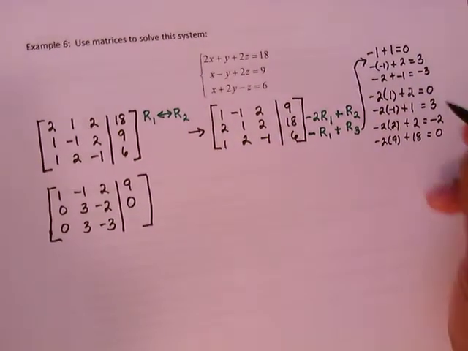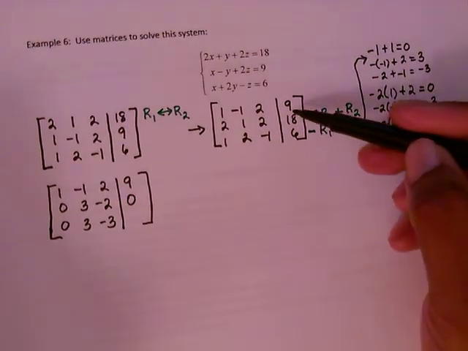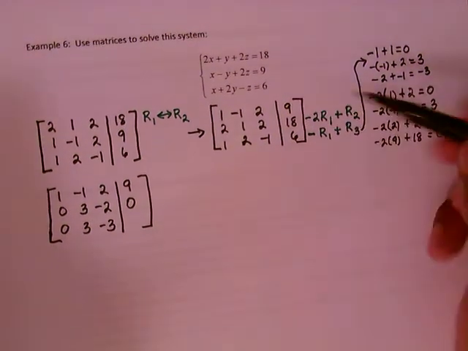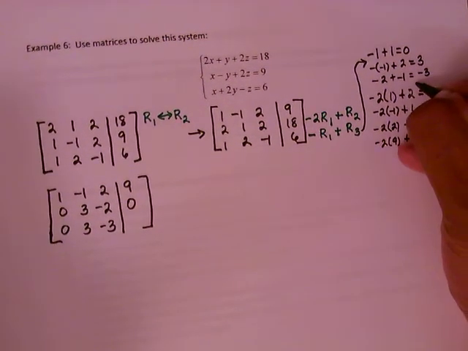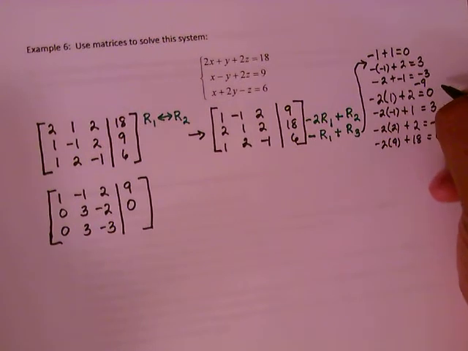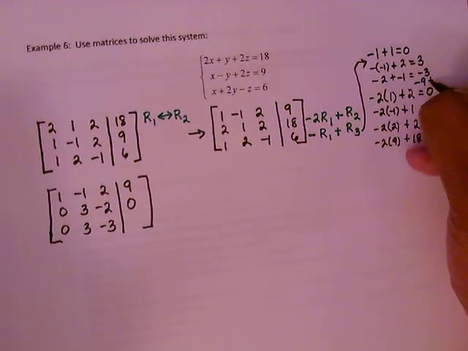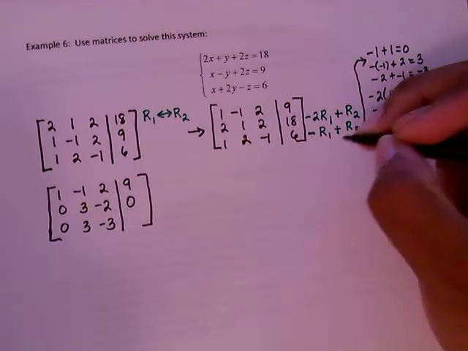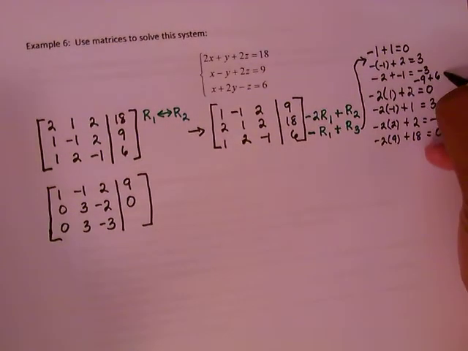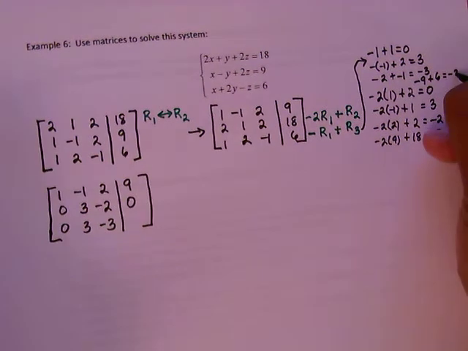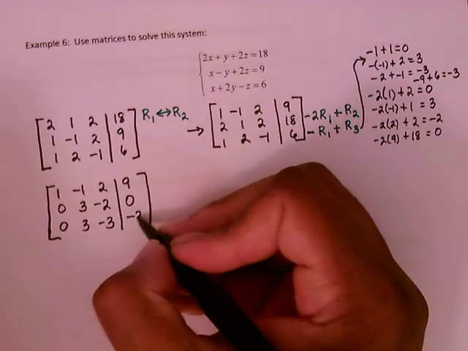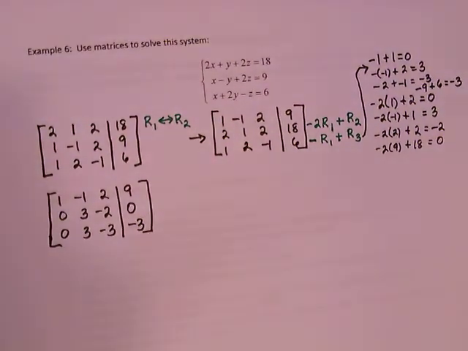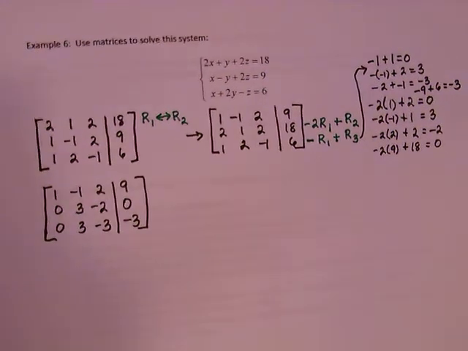That will go here. And then finally, the opposite of row 1, that's the opposite of 9. And I'm sorry that I'm running out of space here. That's negative 9 plus the corresponding element in row 3. That's 6. So negative 9 plus 6 is negative 3. So notice, this is what I have.